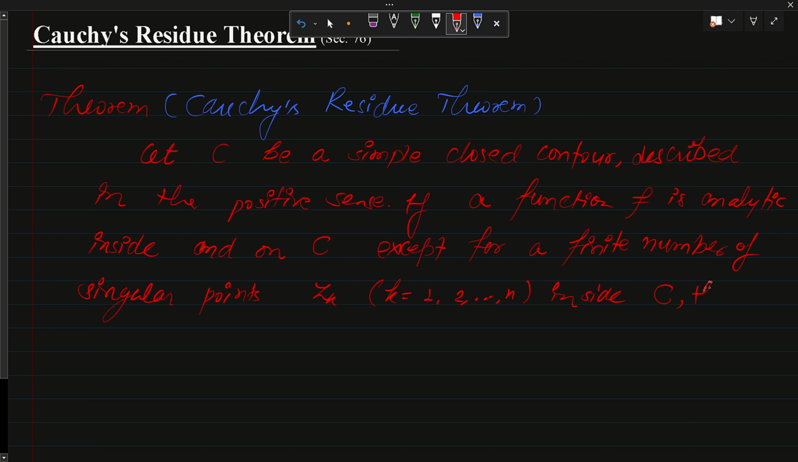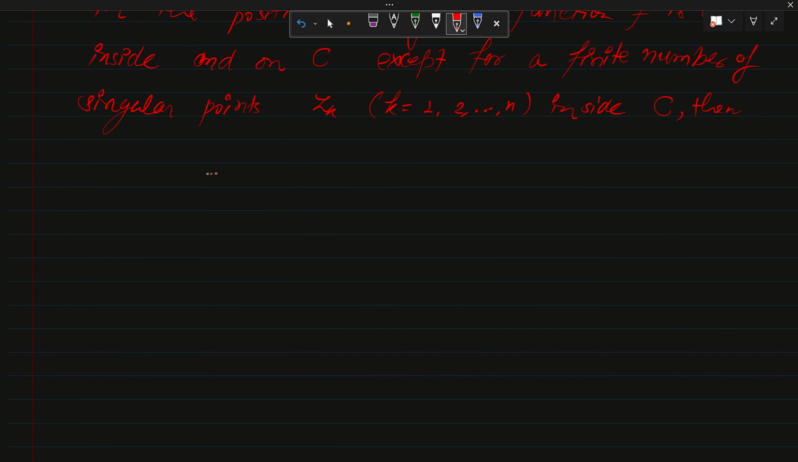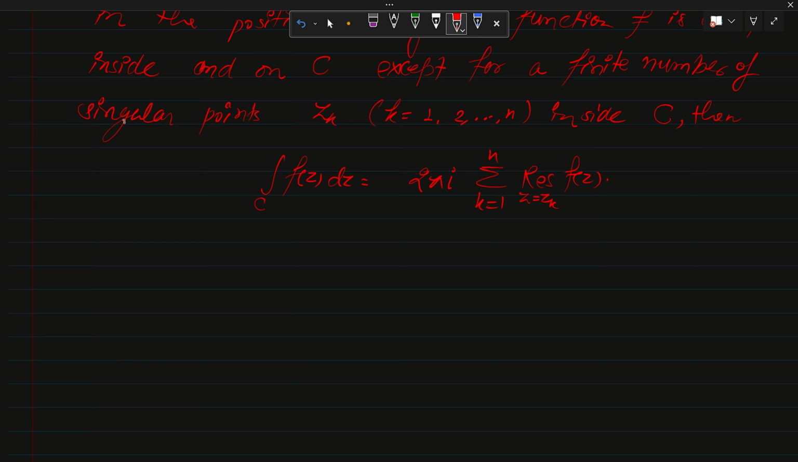then we have the following result, that is, the integration along C of the function f(z) dz is given by 2 pi i times the summation, k running from 1 to n, of the residue of the function f(z) at z equal to z_k. Okay, so this is the statement of this theorem, right?